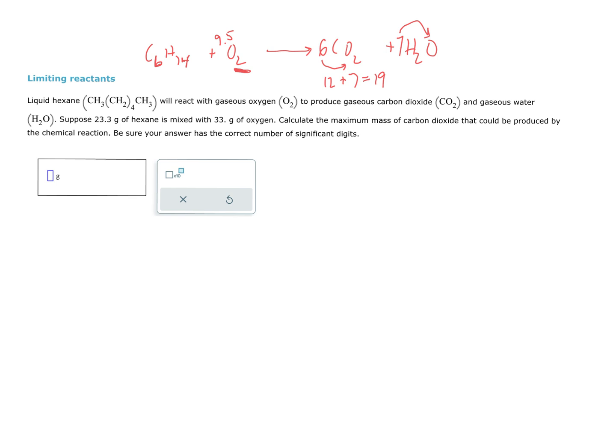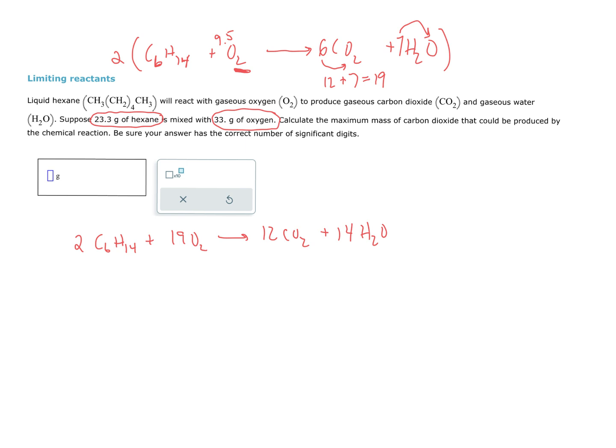So what we can do is multiply the whole reaction by 2, and we've got 2 hexane, C6H14, plus 19 oxygen. It's going to produce 12 carbon dioxide and 14 water. Now we have a balanced chemical equation. Now we can take a look at the mass that we have in the reaction and then figure out what we can make based on that.